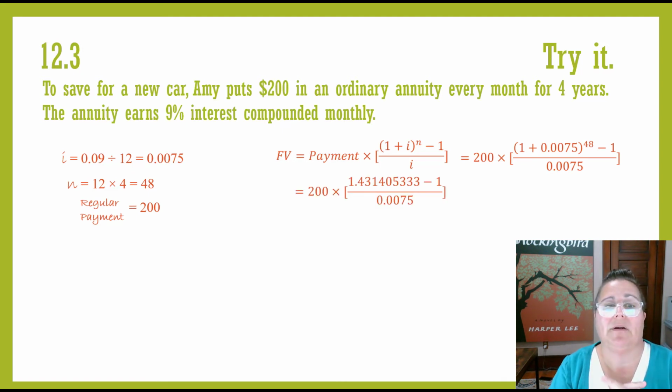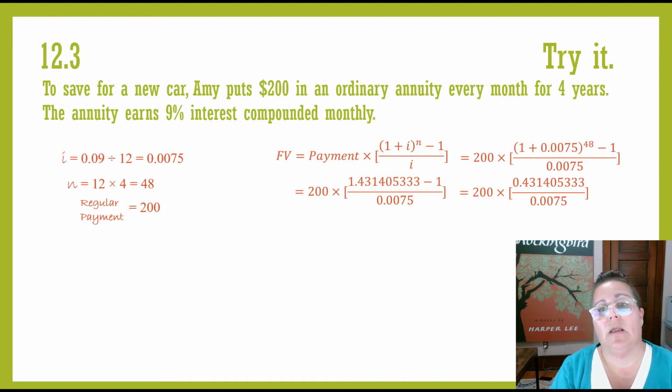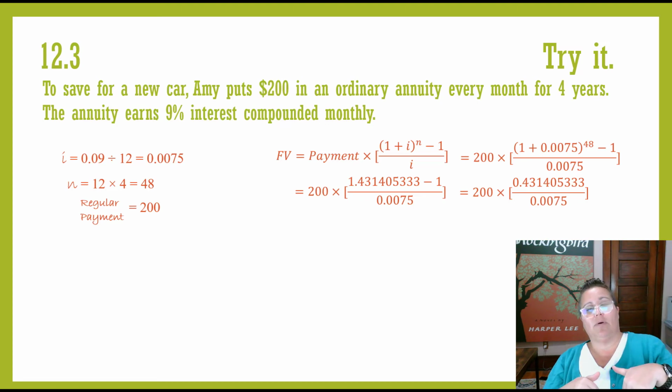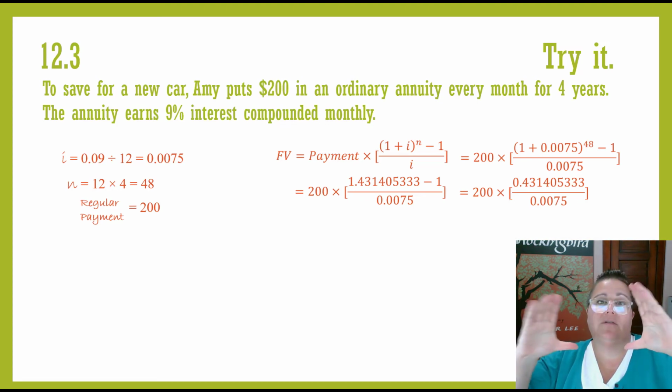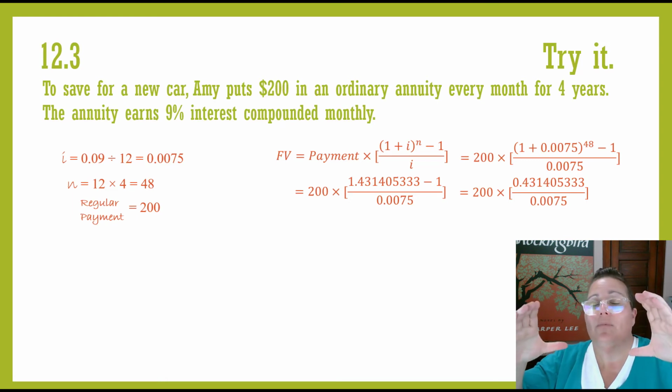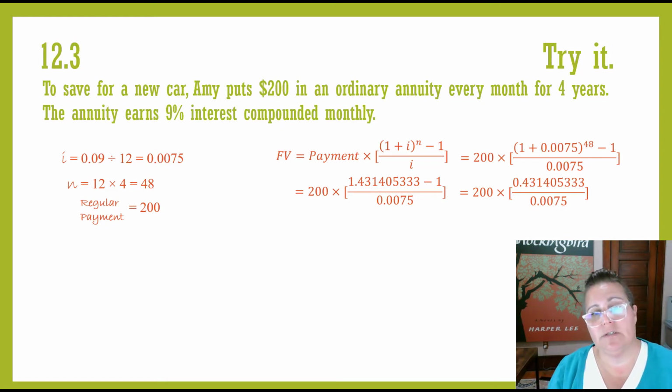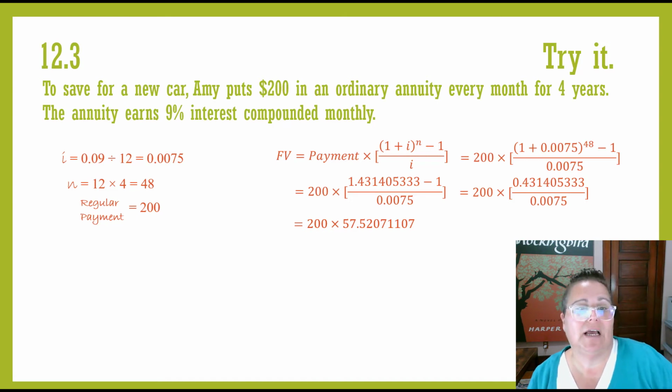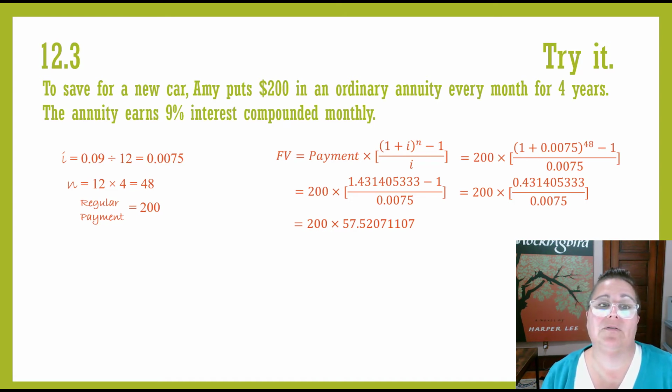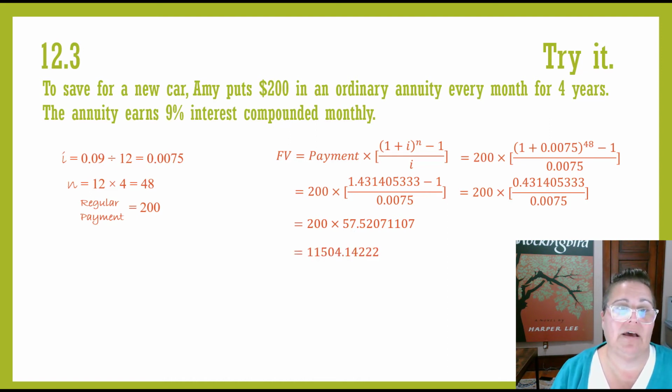to the 48th power. So that's going to give me 1.431405333, from which I have to take away 1 to get 0.431405333. I now need to divide that by 0.0075. Because it's in those squared off brackets, I'm going to do that division first to get 57.52071107. 200 times 57.52071107. When I multiply that out by the $200, I get 11,504.14222.